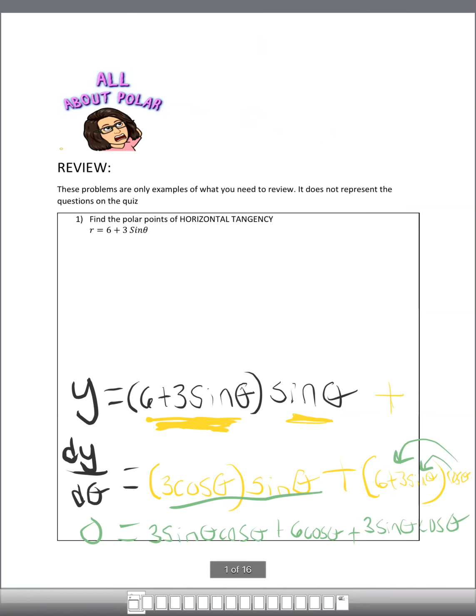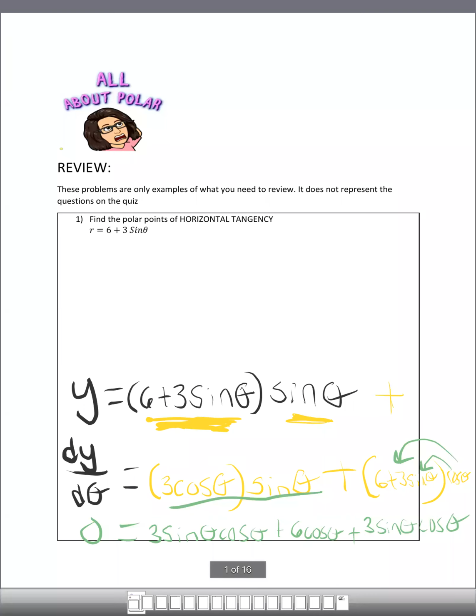Joseph, tell me again what you did to cancel out the cosine squared theta. What do you mean by that? Never mind, that's a sine. Sorry. Don't worry, I don't see a cosine squared. But let me know if you have a question about a certain step that I did.